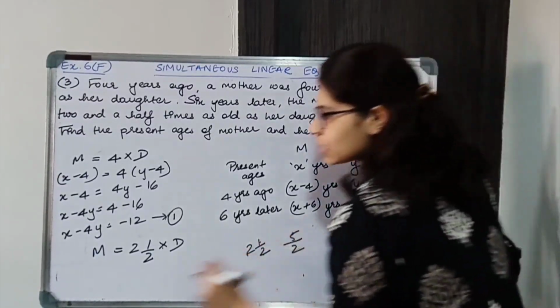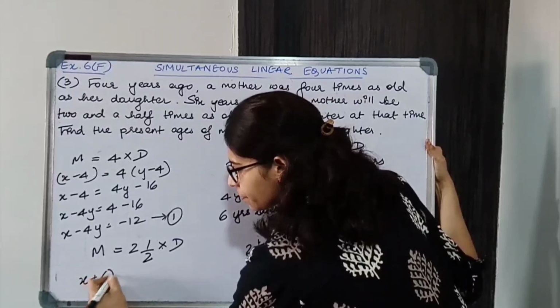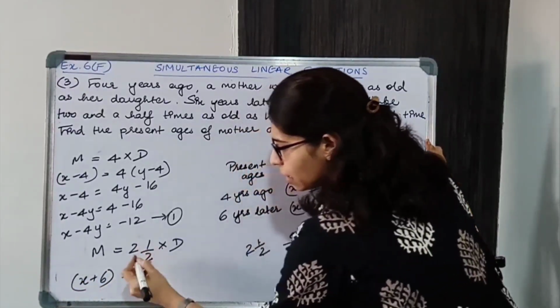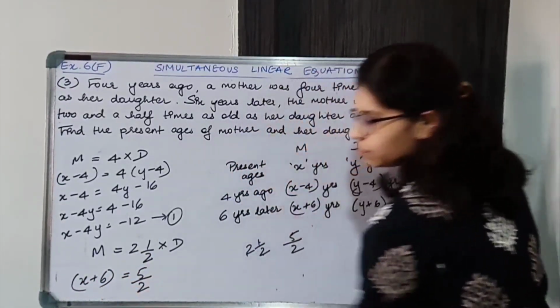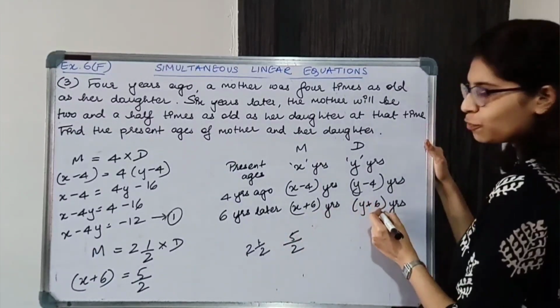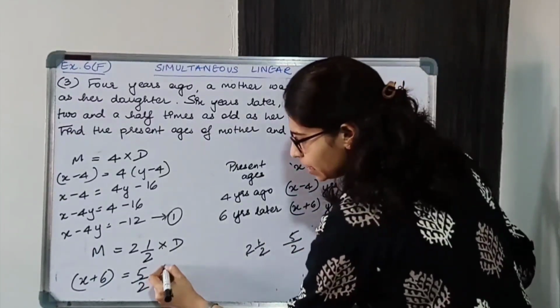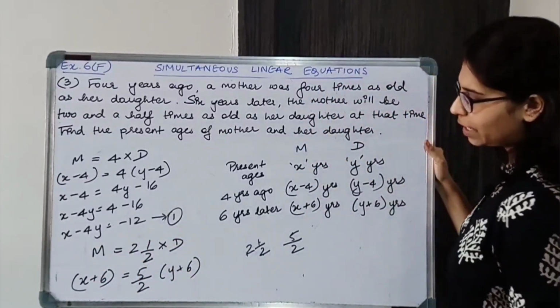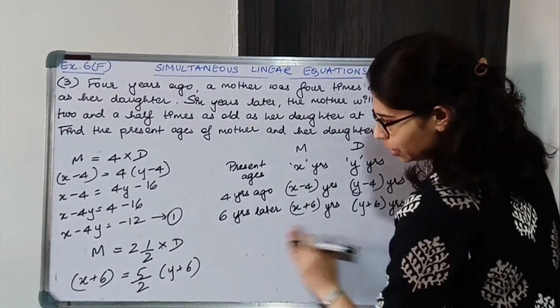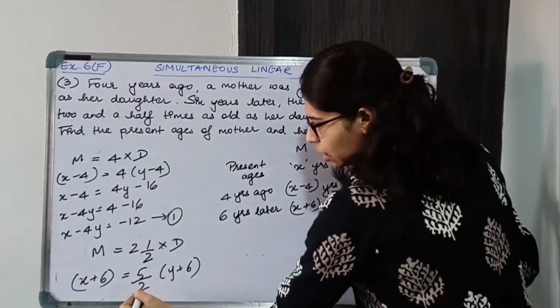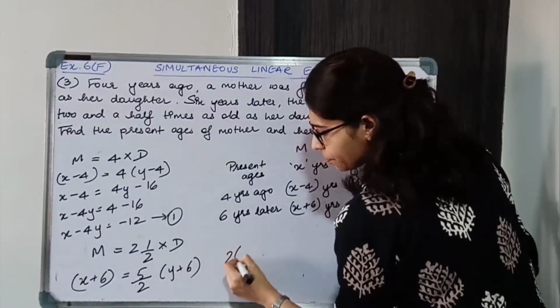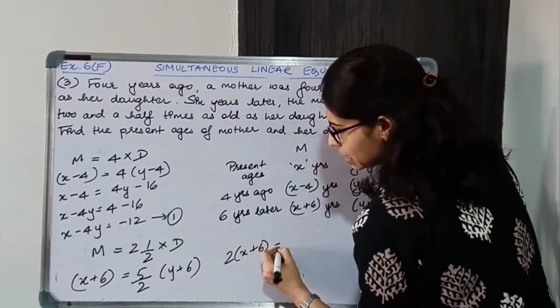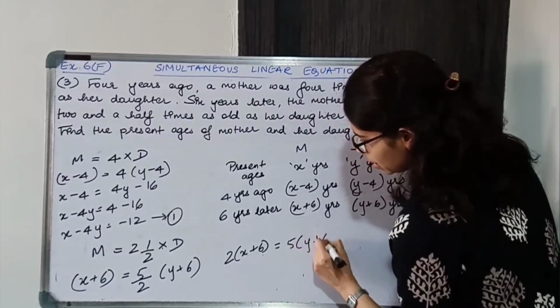It will be x plus 6 is equal to 2.5, solving which we will get 5/2. Okay, and age of daughter 6 years later at that time it will be y plus 6. You just have to solve this, you will get an equation. So let's see what equation we are getting. Now shifting 2 over here, 2 into x plus 6 is equal to 5 into y plus 6.